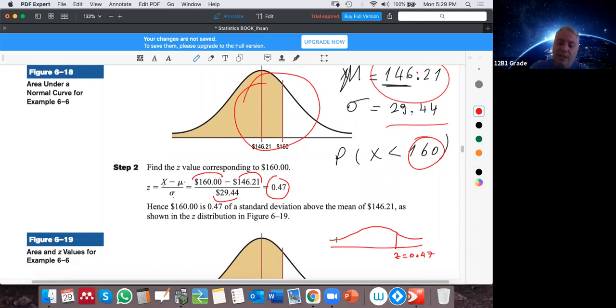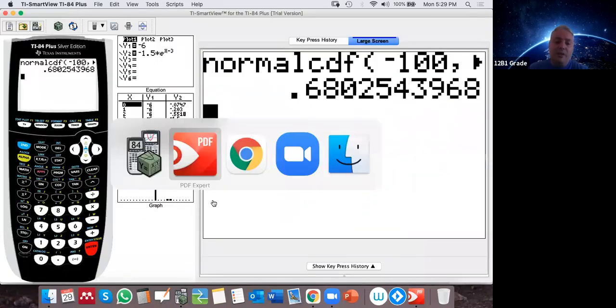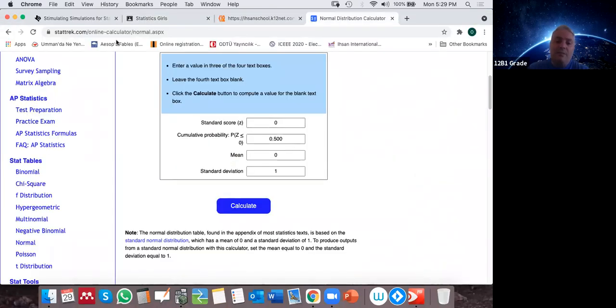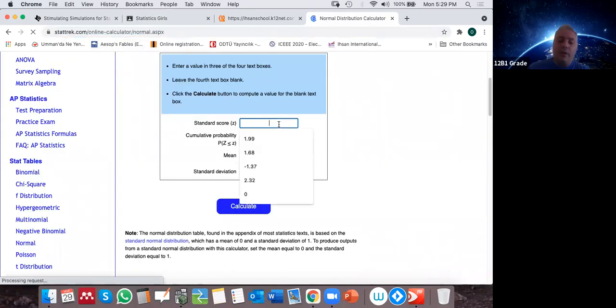0.47. The question is find this area. And then where is 0.47? You can use this website. Come here. Let's make it refresh. 0.47, 0.47, and then calculate.